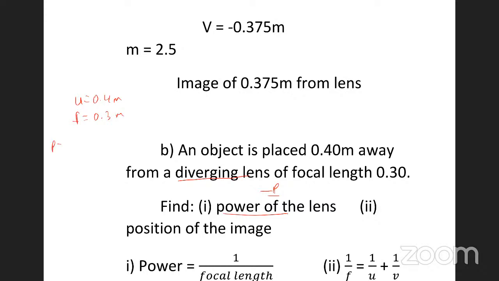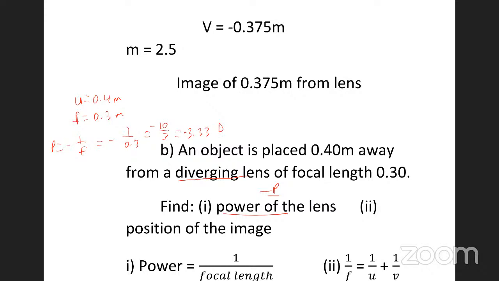So we know power is equal to 1 on F, but because it's a divergent lens, we put a negative sign. So that will be negative 1 over 0.3, which is negative 10 on 3, negative 3.33 diopters, right? Part 2, they want the position of the image.